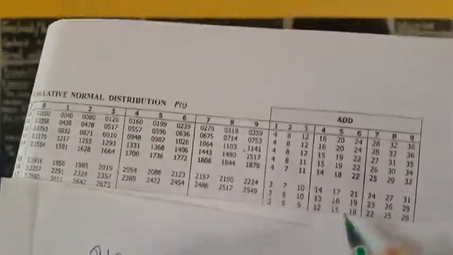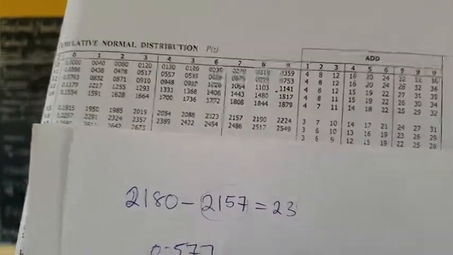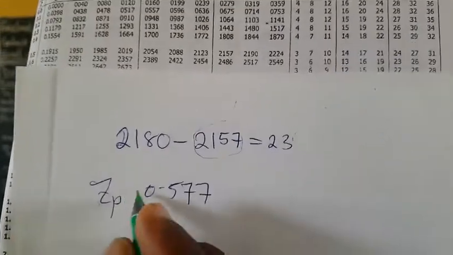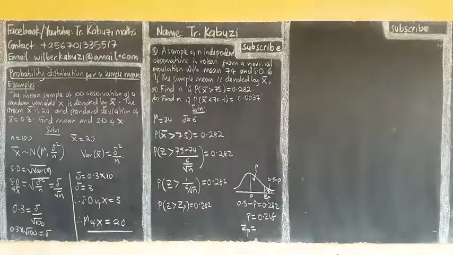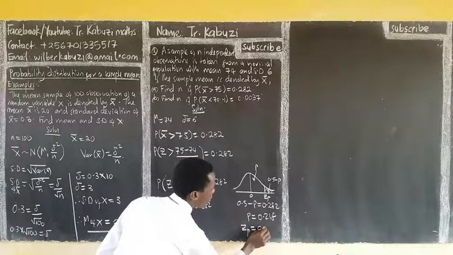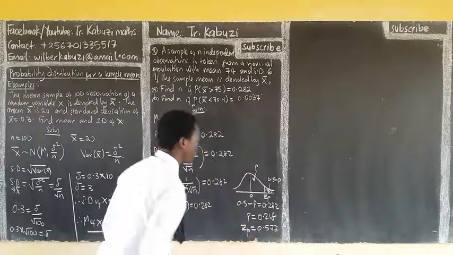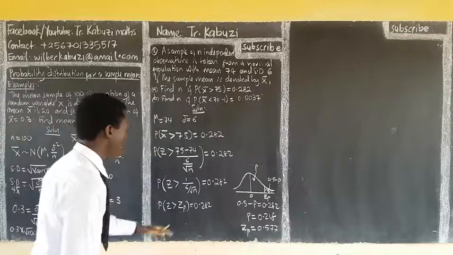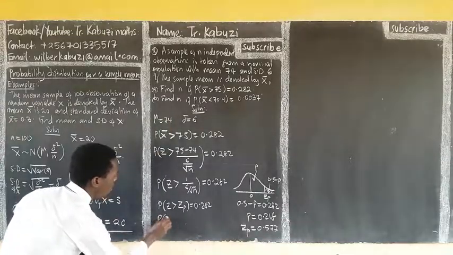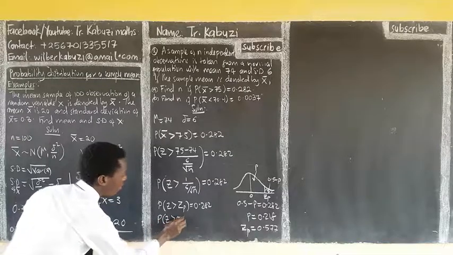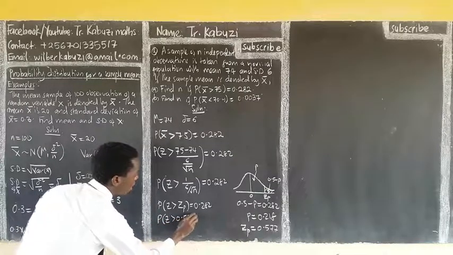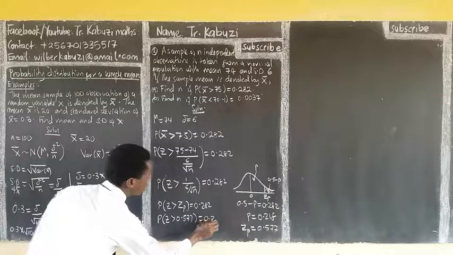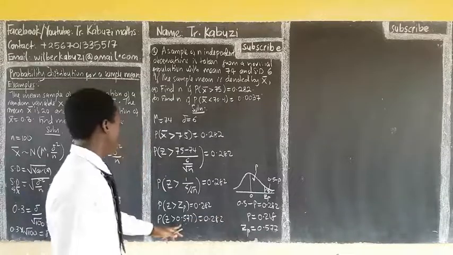So now we are going to add this 24, but it's under 7. That's why I'm having this. So this one is going to be our ZP, equal to that value. So that's why it's going to be 0.577. So now we have it there. From here, our probability of Z greater than 0.577 will be equal to 0.282.